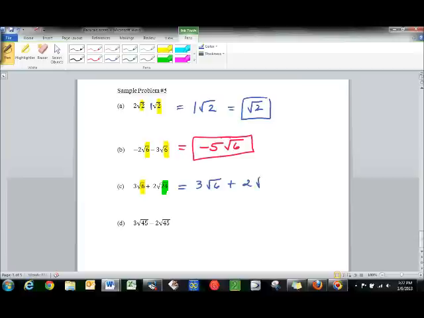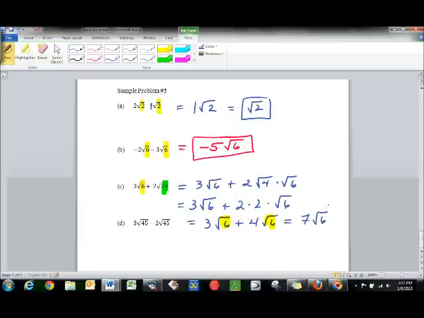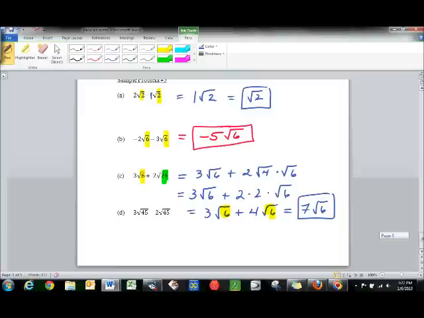Square root of 24 is going to break up into the square root of 4 times the square root of 6, which means we have 2 times the square root of 6, which means we have square root of 3 plus square root of 6 plus 4 times the square root of 6. And now we have square root of 6 as our common term, and we can simply add the 3 and the 4 together and carry the square root of 6 for our final answer.